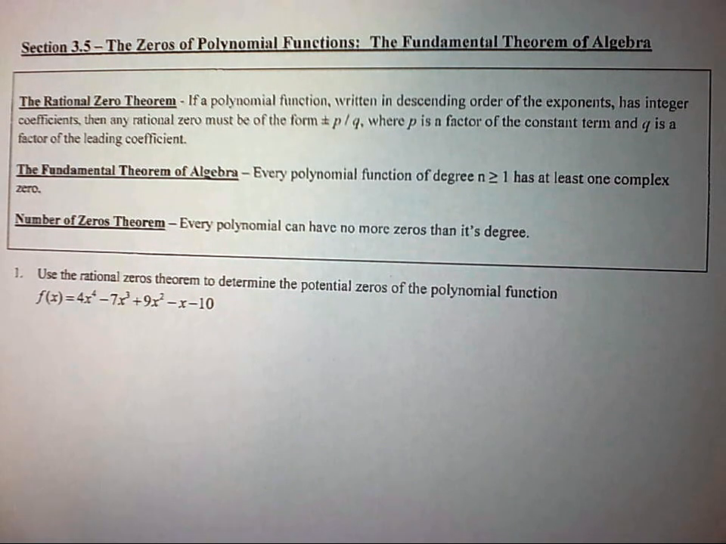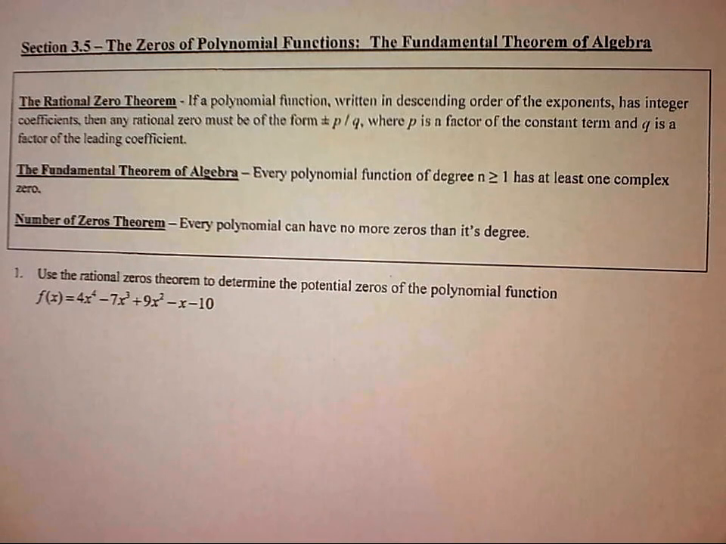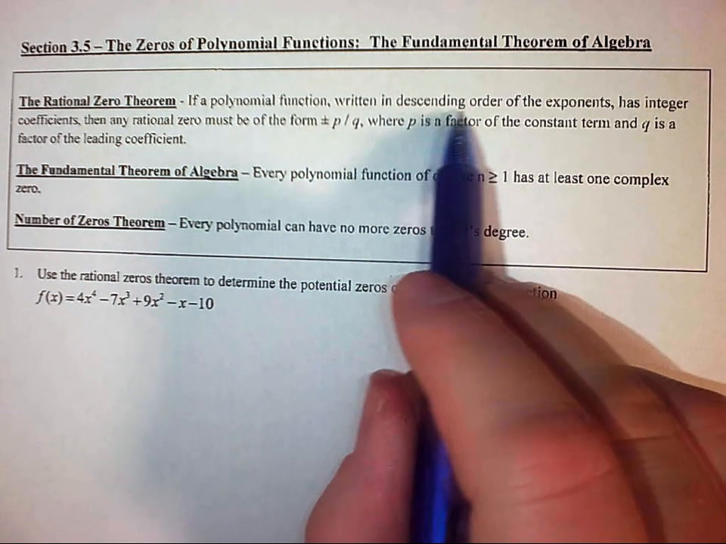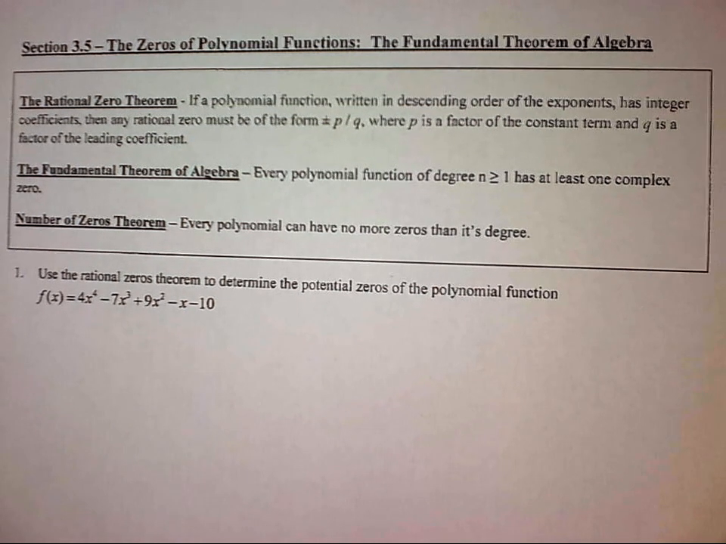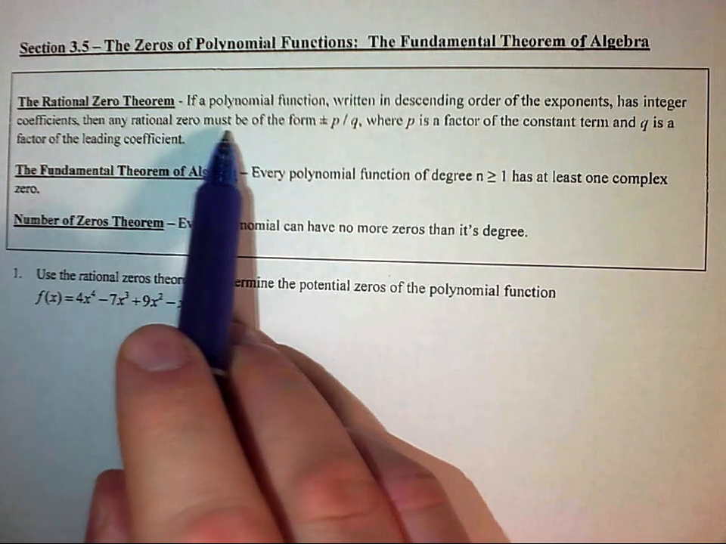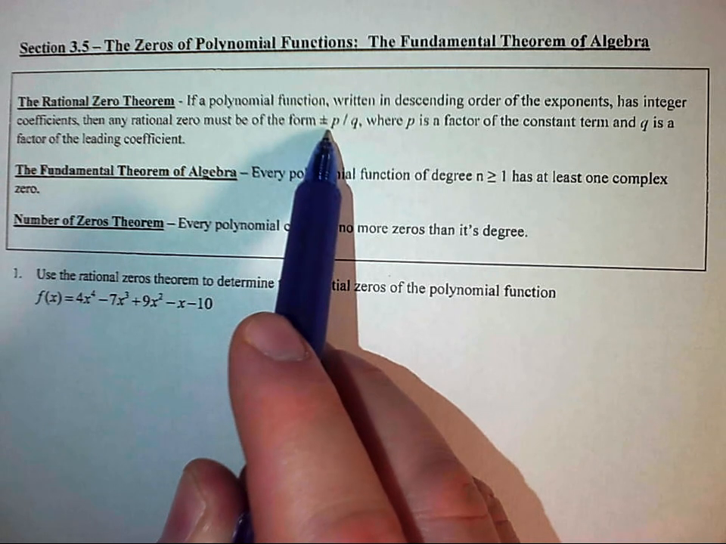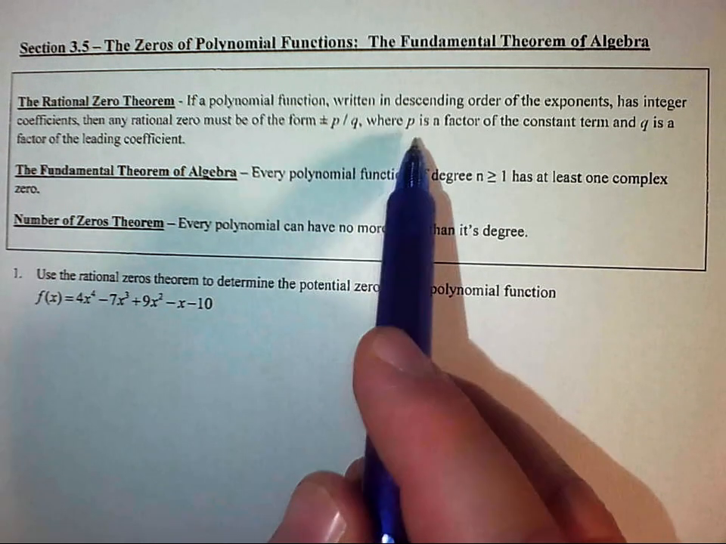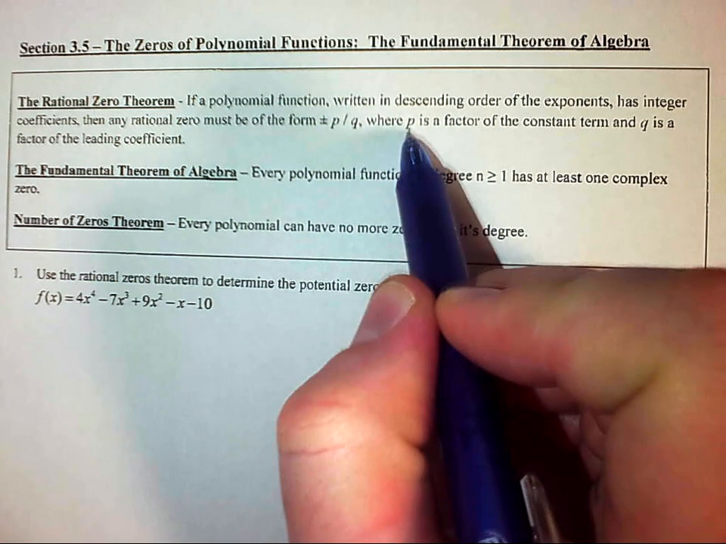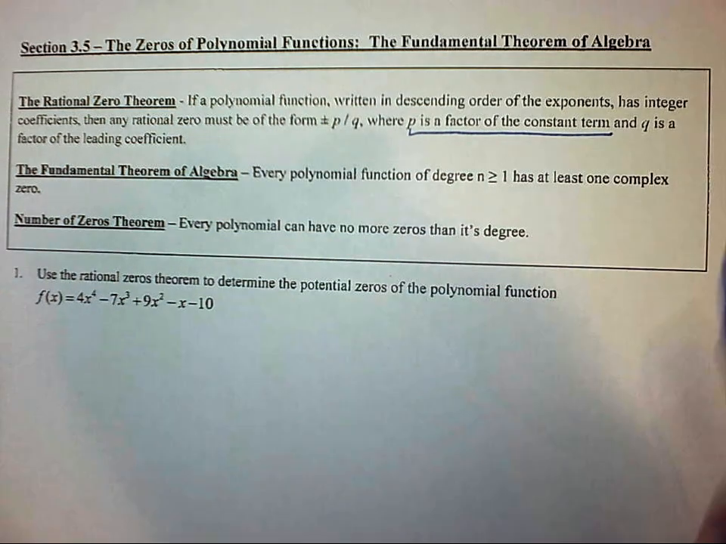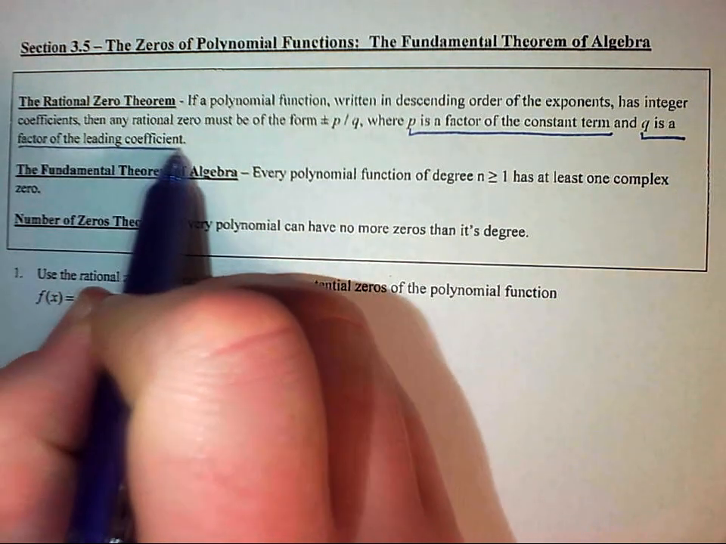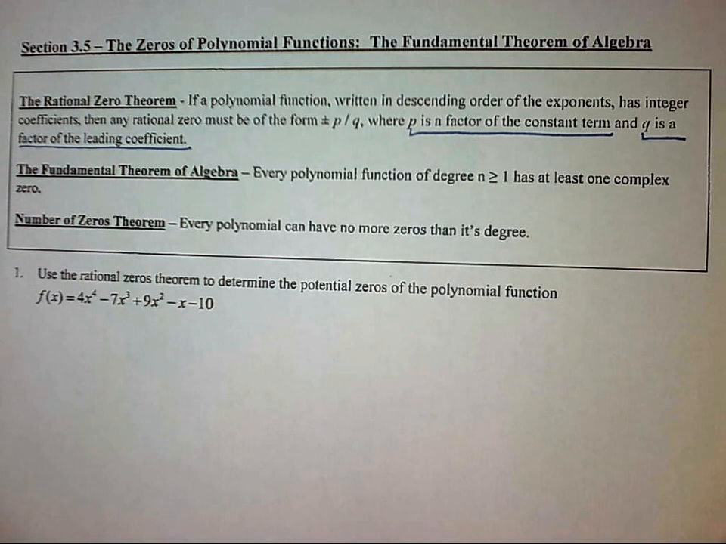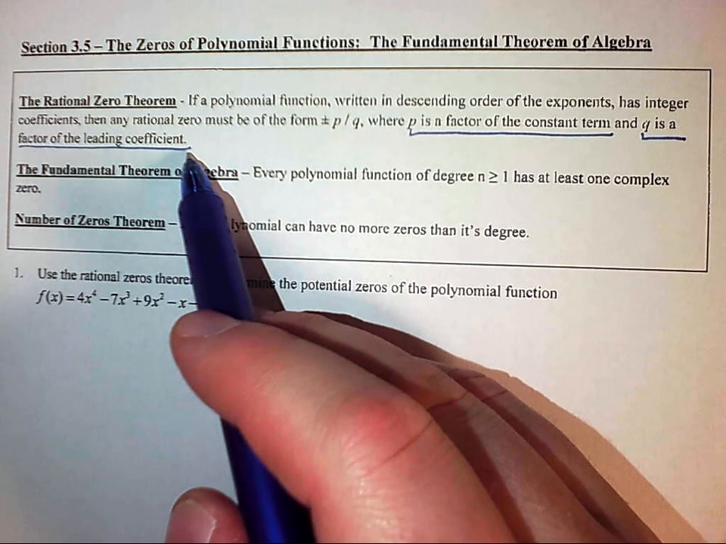The rational zeros theorem tells us that if a polynomial function written in descending order of the exponents has integer coefficients, then any rational zero must be of the form plus or minus p divided by q, where p are factors of the constant term and q is a factor of the leading coefficient. So this is one that we're going to apply a lot in this section.